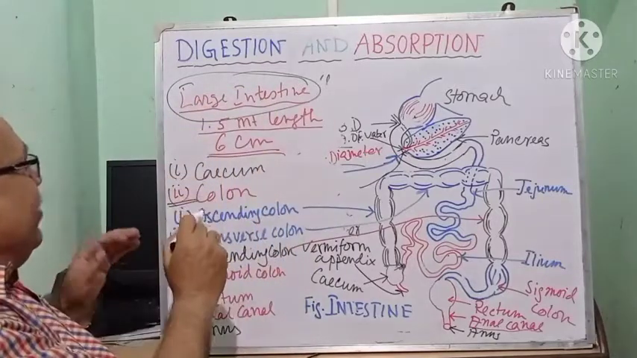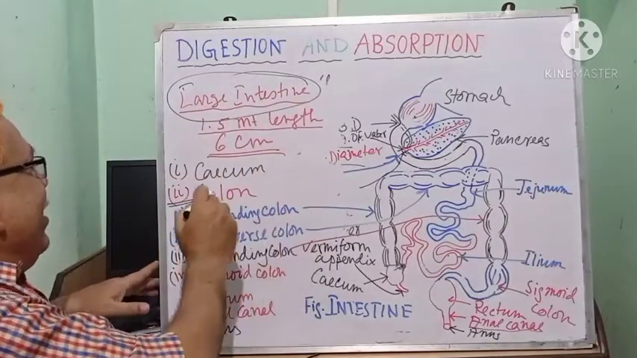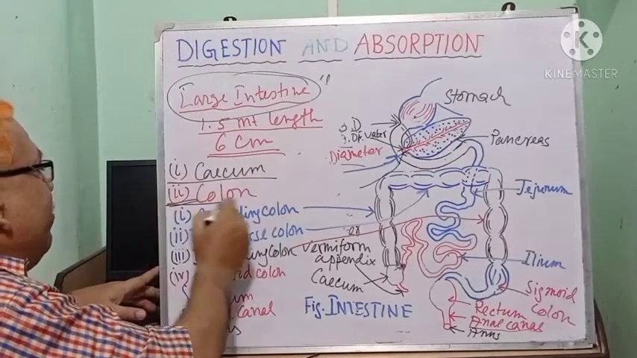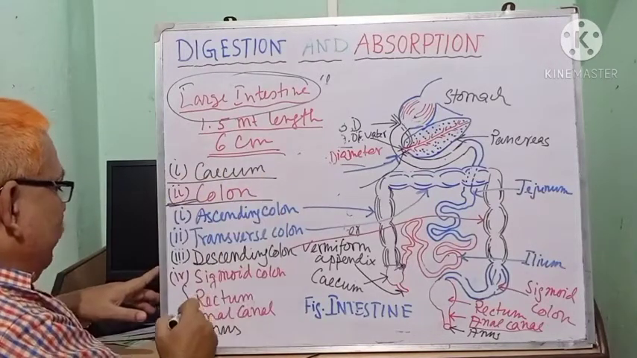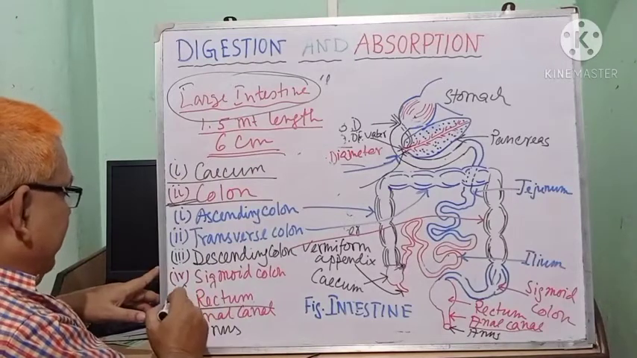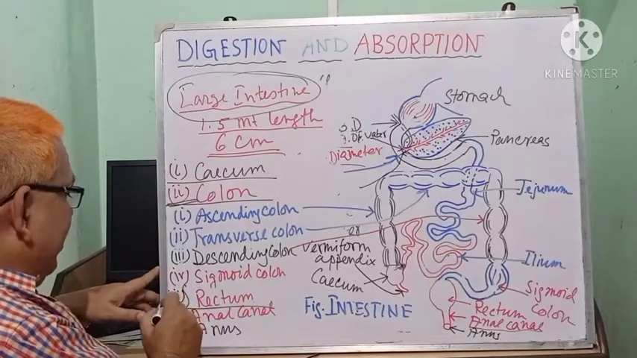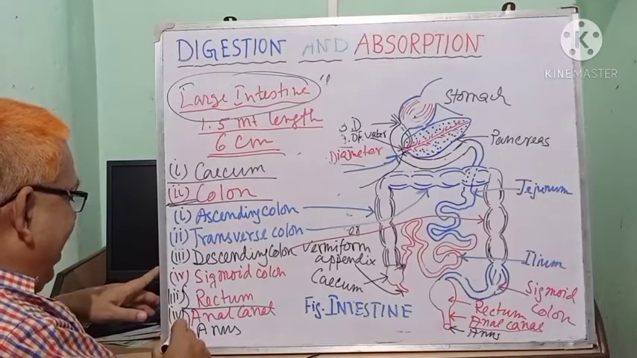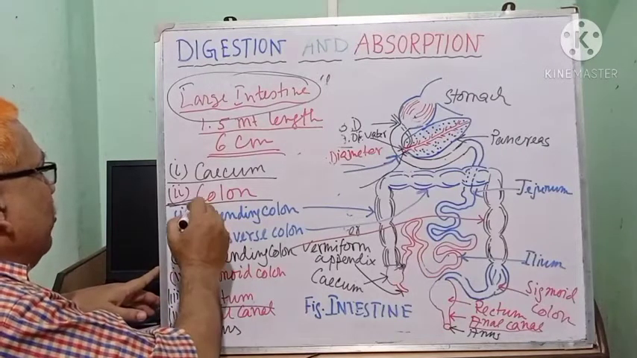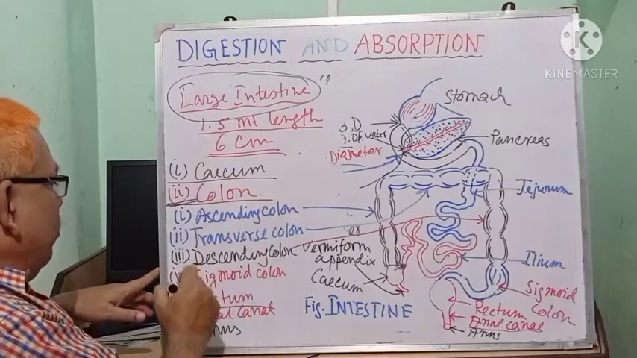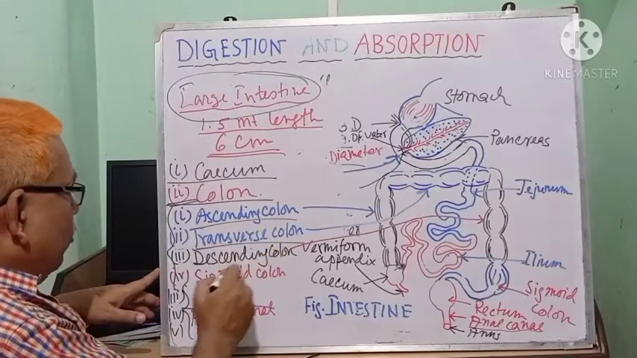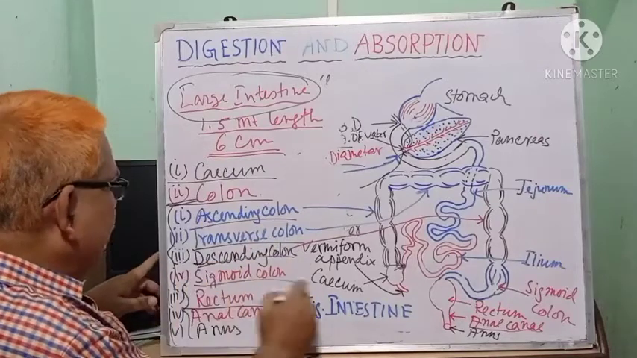I am summarizing again. It is divided into how many parts? Number 1 cecum, number 2 colon, then rectum, then anal canal, and then anus. And colon is divided into four parts, that is ascending colon, transverse colon, descending colon, and sigmoid colon.